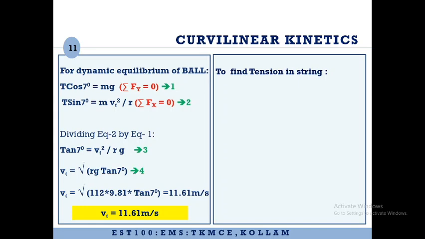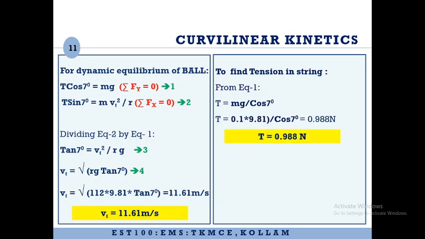Next we need to find the tension in the string. From equation 1 we can directly find the tension in the string as T equals mg by cos 7 degree. So it is coming as 0.9988 Newton. You can verify this value by substituting it in the second equation.